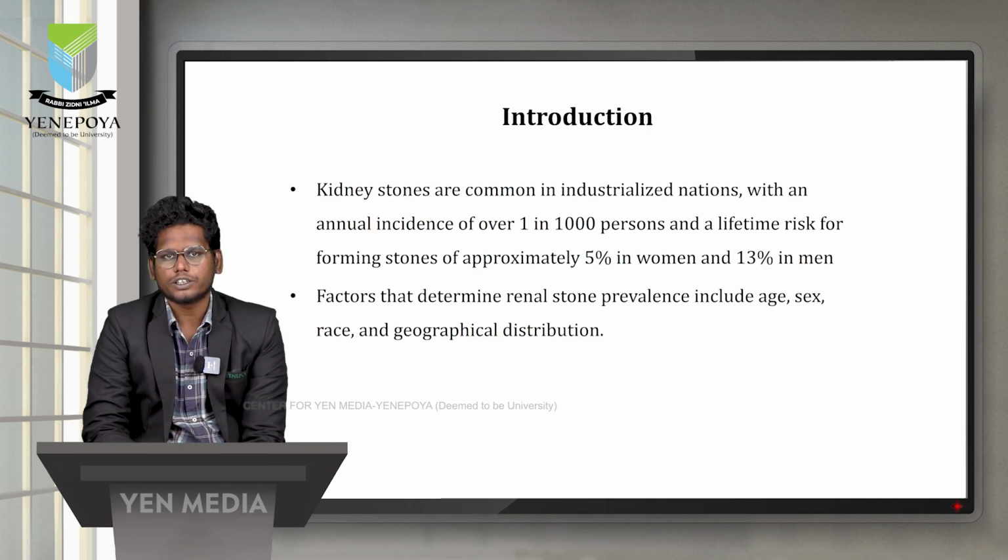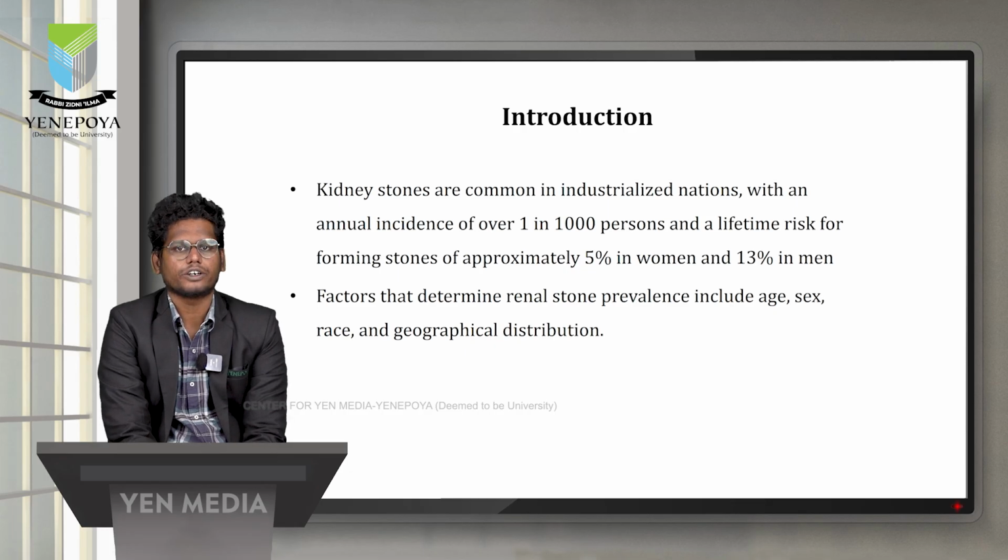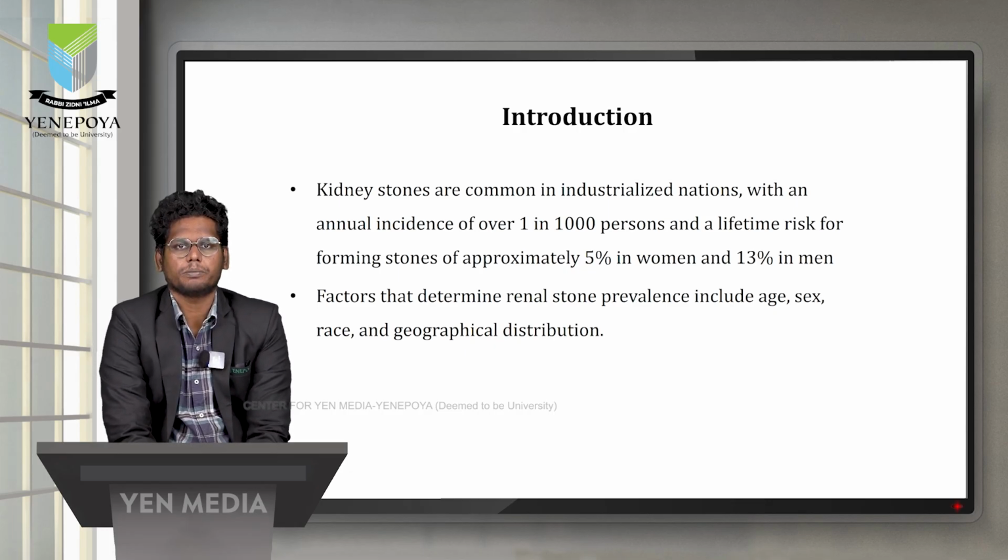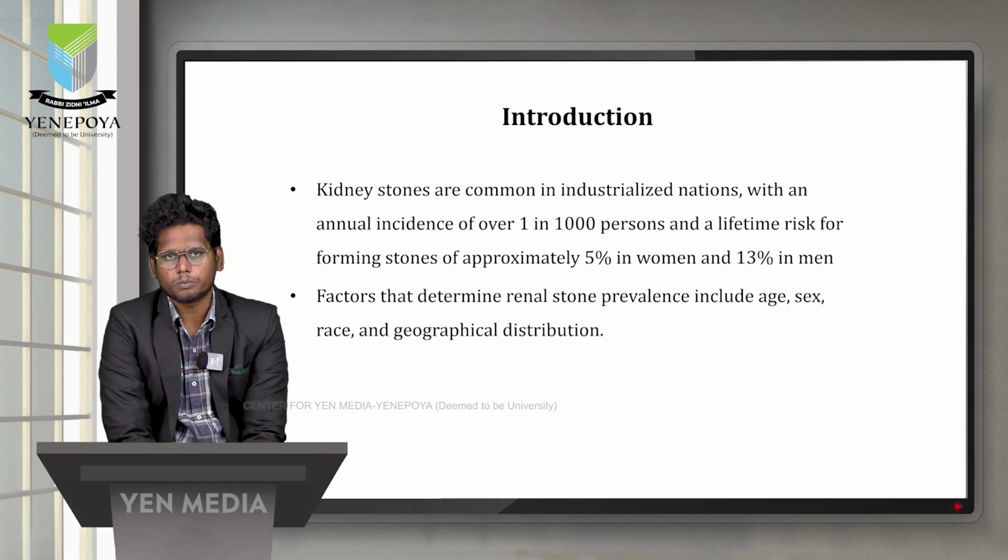So, what is meant by renal stones? Another name for renal stones is nephrolithiasis, renal calculi, or urolithiasis. By the name itself, renal stones can occur in any part of the urinary tract. Renal stones are most common in industrialized nations, with an annual incidence of 1 in 1,000 persons and a lifetime risk of forming stones of approximately 5% in women and 13% in men. So, men are more prone to renal stones.